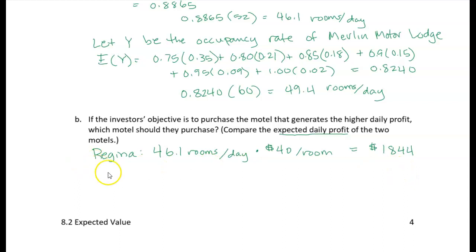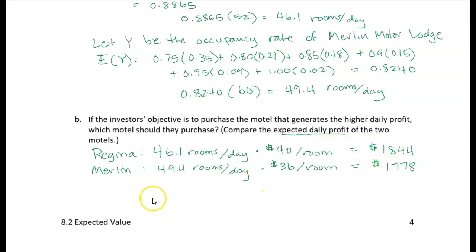Now for the Merlin, we have an average of 49.4 rooms per day occupied. And we're going to multiply by $36, $36 per room per day. So that gives us a total of $1,778 profit. Just comparing those two, you can see that the Regina Inn has an advantage. It's going to make us a little more money.